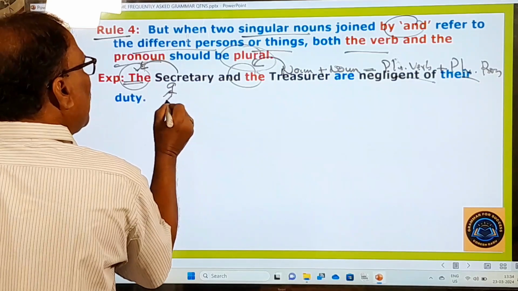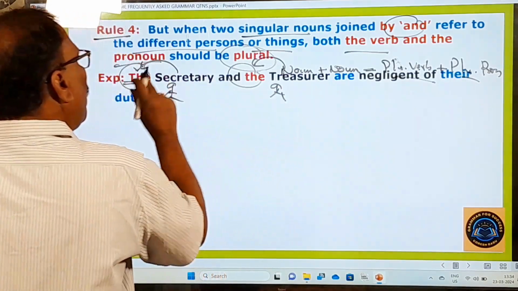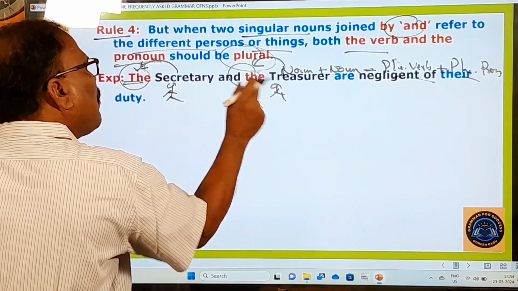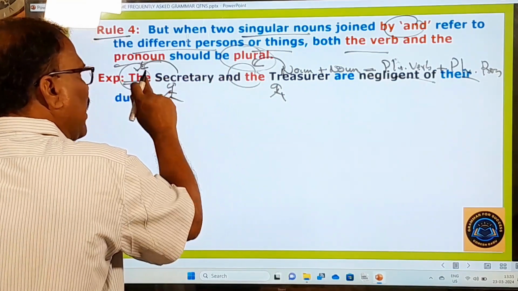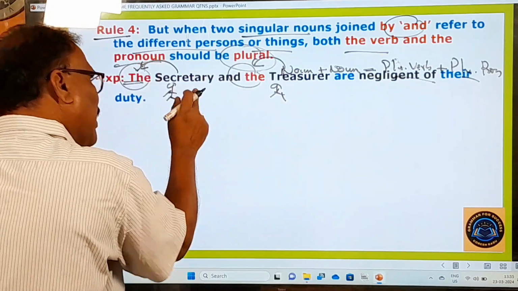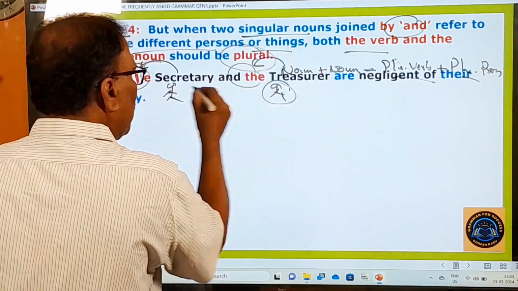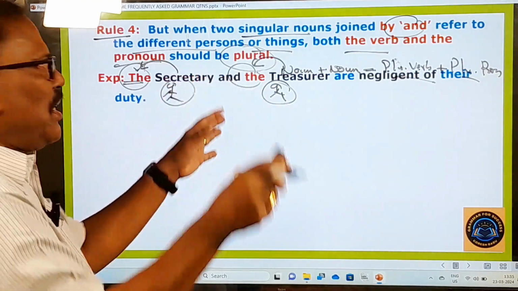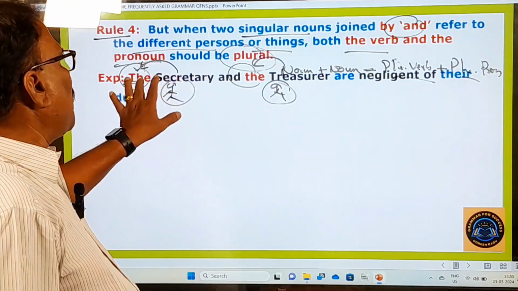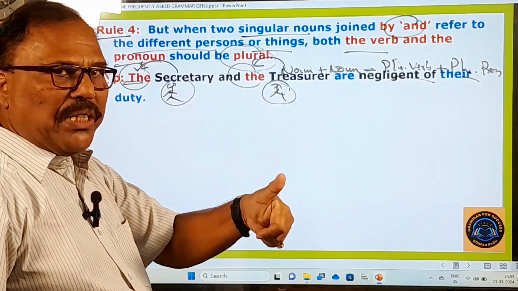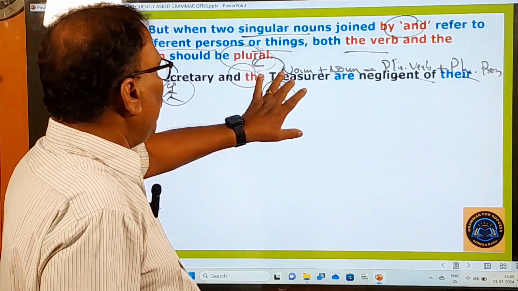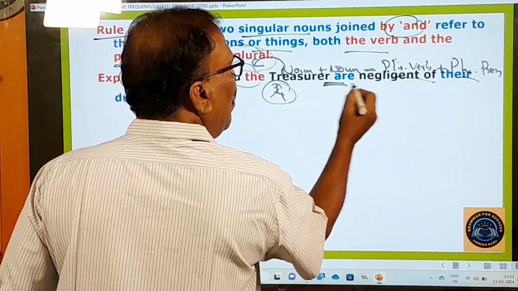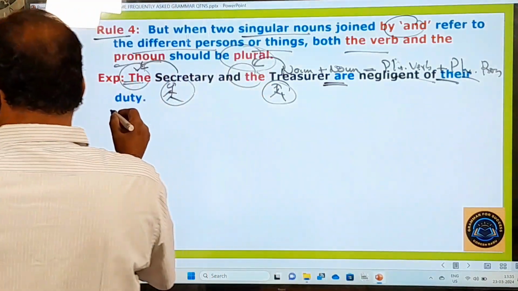The secretary one person, the treasurer one person. If you use only one definite article before these two persons, then what happens? They become only one person. The secretary and the treasurer, one person. The secretary and the treasurer, two persons. This is very important. When you want to show them as different persons, use the definite article before the first one and also the second one. That's very important, right? The secretary and the treasurer, they are two persons. Therefore, we say are, plural verb, negligent of their duties, their duty.